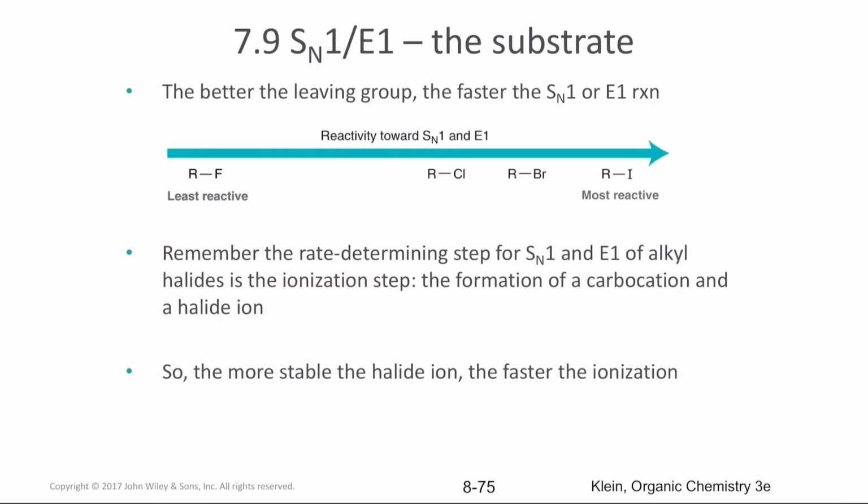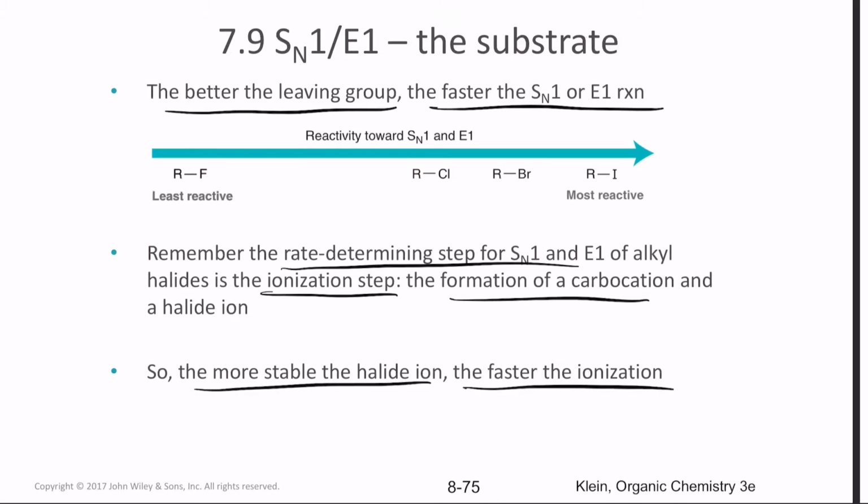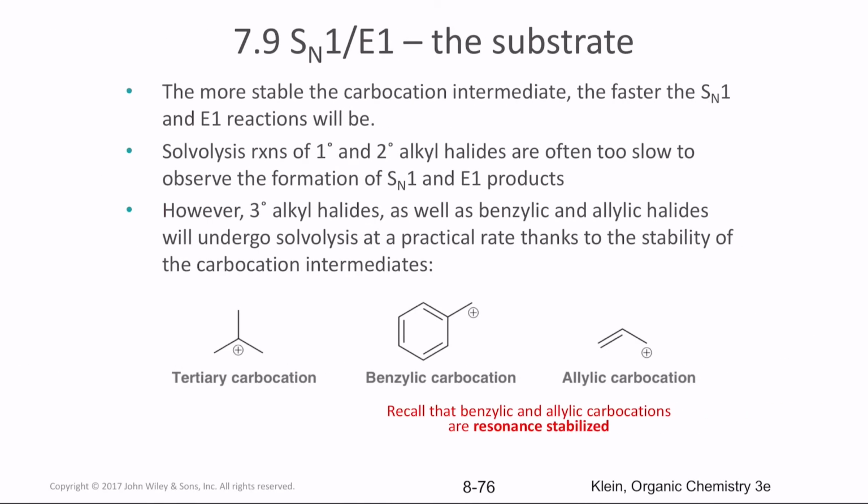Now, in terms of the substrate, the better the leaving group, the faster the SN1 or E1 reactions. The rate determining step for SN1 and E1 reactions is the ionization step, which is the formation of the carbocation. So the more stable the halide ion, the faster the ionization. That is the reason why it undergoes a hydride shift. Now, tertiary carbocations are generally the ones that undergo really fast reactions. That's why tertiary alkyl halides are more favorable for SN1 and E1 products.